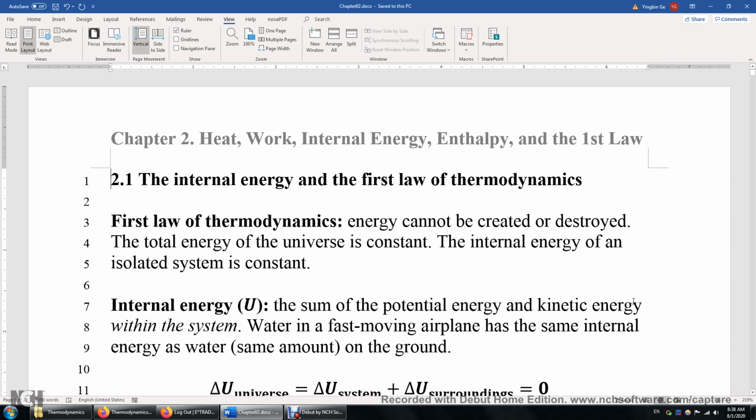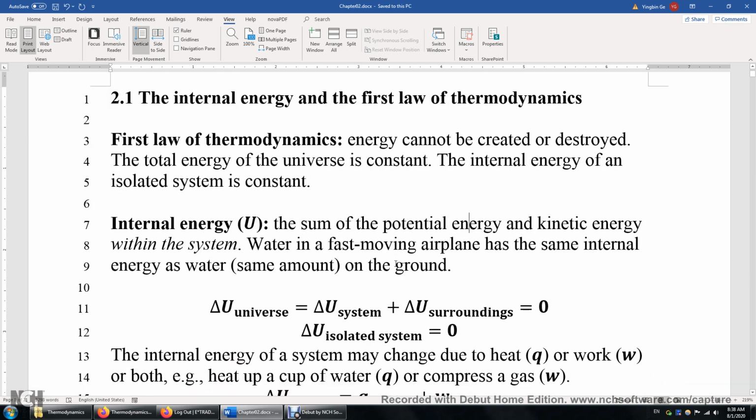Remember, the definition of an isolated system is that there's no energy exchange or matter exchange between an isolated system and its surroundings. Now let's define internal energy. The internal energy is the sum of the potential energy and kinetic energy within the system. So for example, water in a fast-moving airplane has exactly the same internal energy as the water on the ground, despite the fact that the water in the plane is moving and also has a higher altitude.